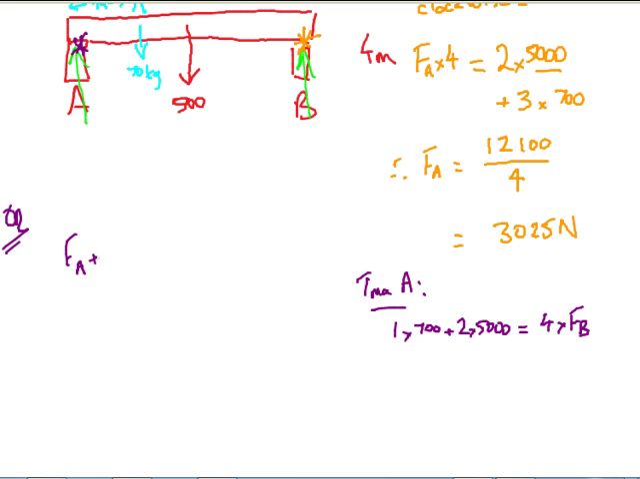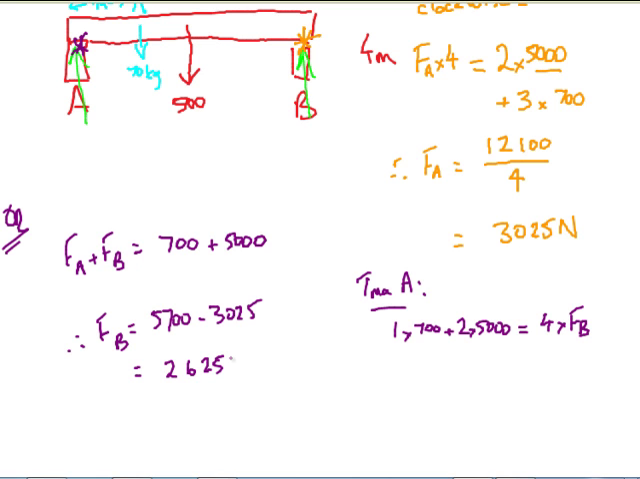F of A plus F of B, those are our upwards forces, must balance the downwards forces of 700 and 5,000. So F of B, therefore, would be 5,700 minus 3,025, which gives us a value of 2,675 newtons.